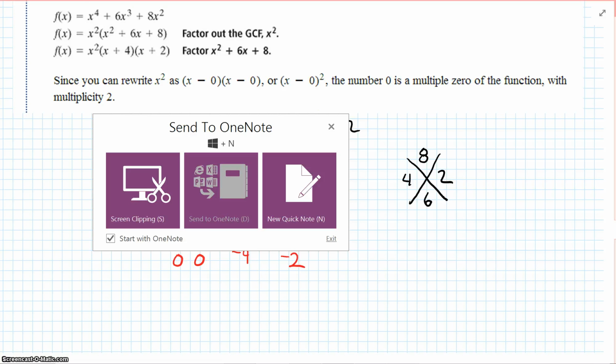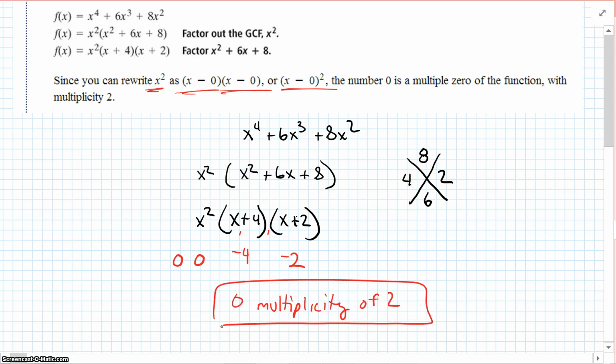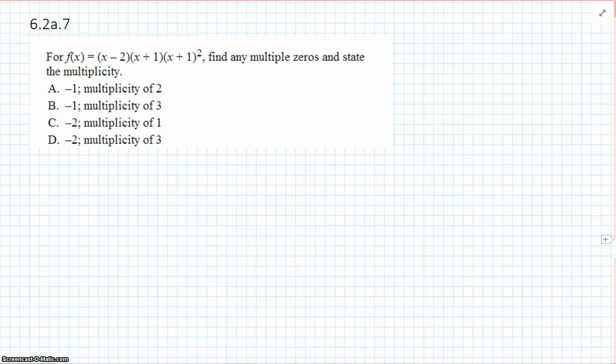Alright, since we can rewrite, the x squared is x minus 0 twice, so you have 0 with the multiplicity of 2. So 0 with the multiplicity of 2. Okay, let's do another example.